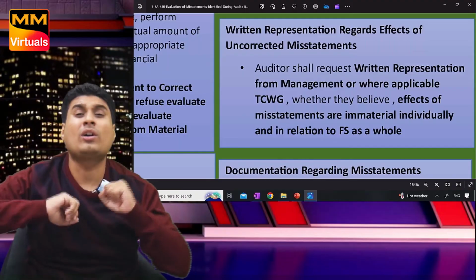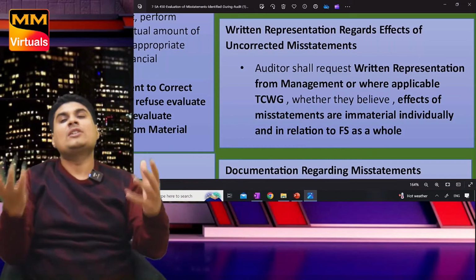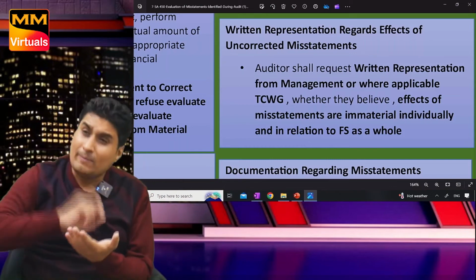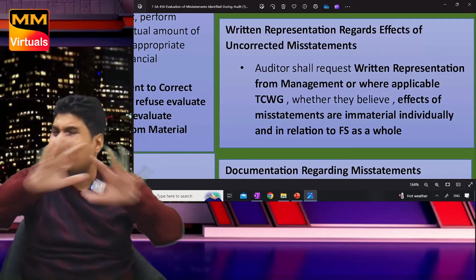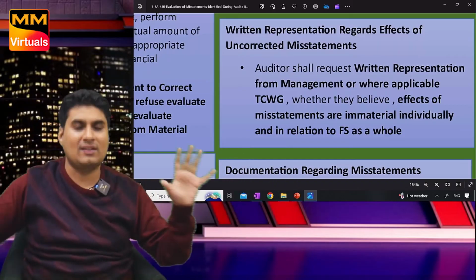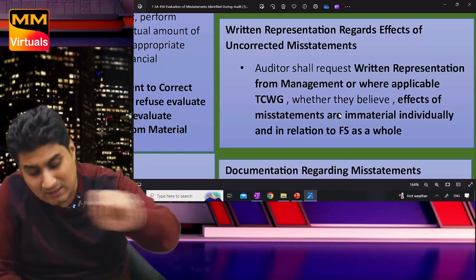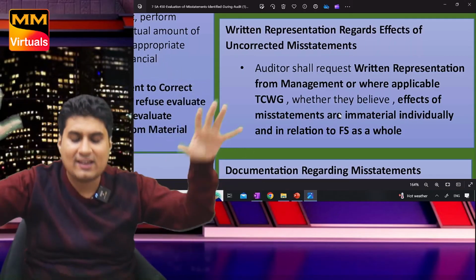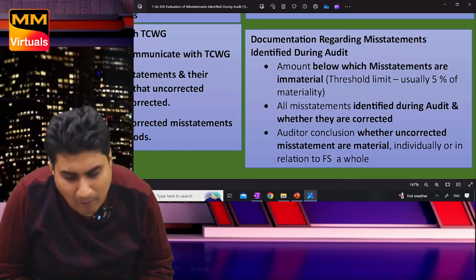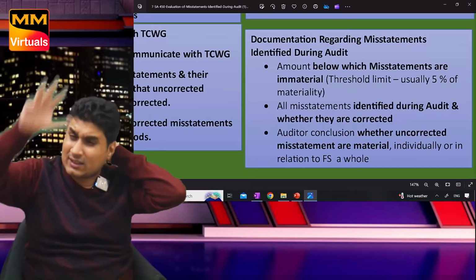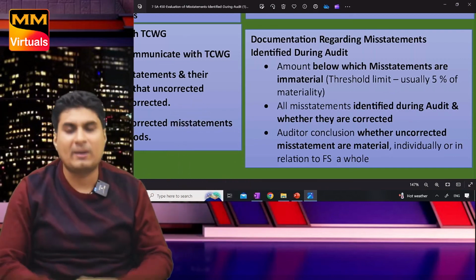When will a qualified report come? When financial statements have material misstatement but it is not pervasive. So they will always correct. But if they don't correct, take WR from management, where appropriate TCWG, that they believe the misstatements are immaterial. Auditors shall request management, where applicable TCWG, to confirm that they believe the misstatements are immaterial individually and in relation to the financial statements as a whole. Last, we will document. What will we document? Amount below which misstatements are immaterial. All misstatements identified during audit. Auditor conclusion whether uncorrected misstatements are material or immaterial.